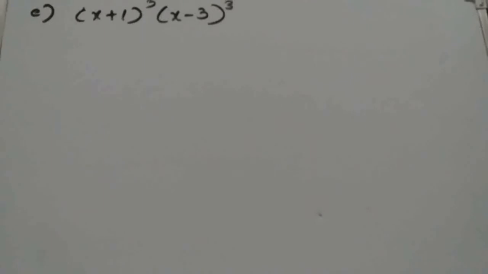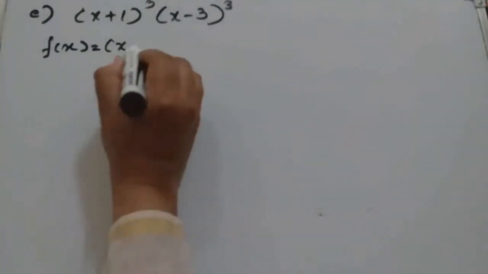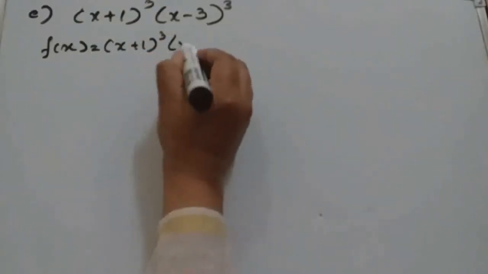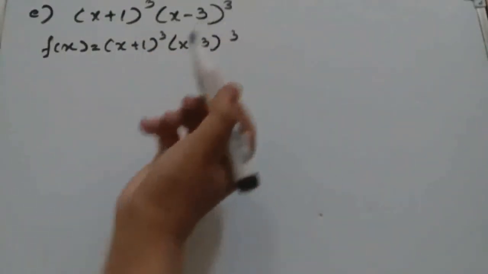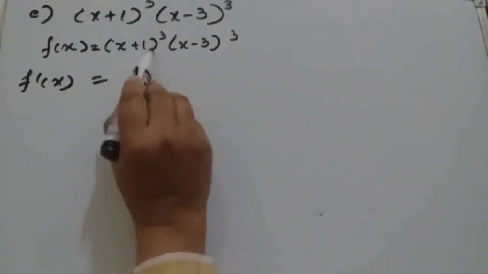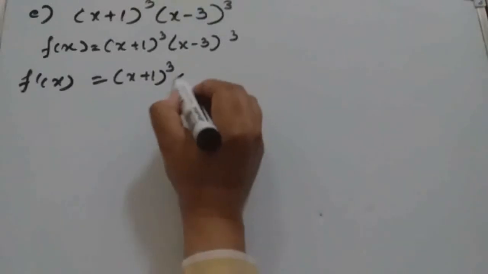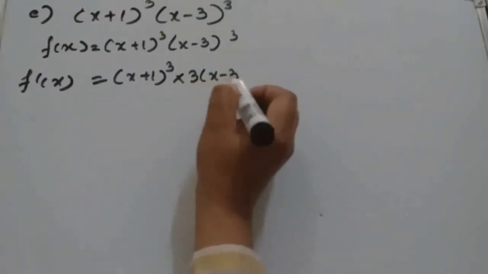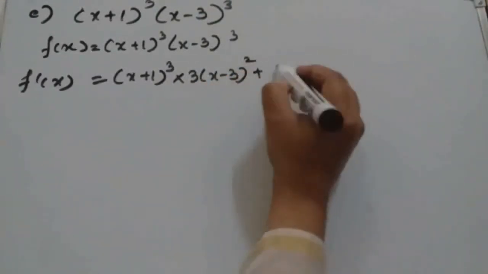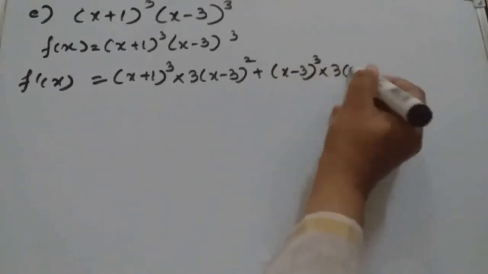Function f of x is x plus 1 whole cube, x minus 3 whole cube. Okay, so if we take derivative, so we should use product rule. So first function same, derivative of the second, plus second function same, derivative of the first.